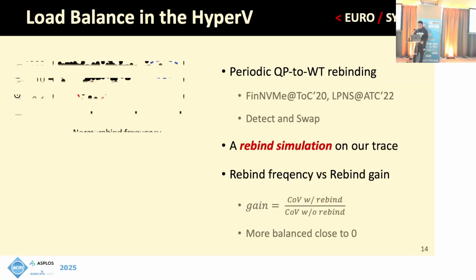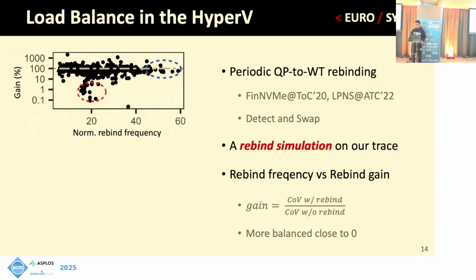In the figure on the left, each point represents a compute node. The x-axis shows the normalized rebind frequency, while the y-axis shows the rebind gain. The gain is defined as the ratio of the COV with rebind to the COV without rebind. The closer the gain is to 0, the more balanced the workload after rebind.